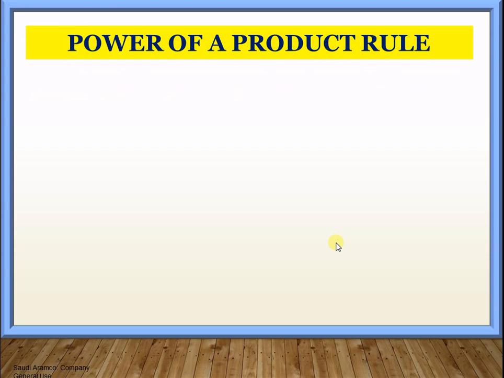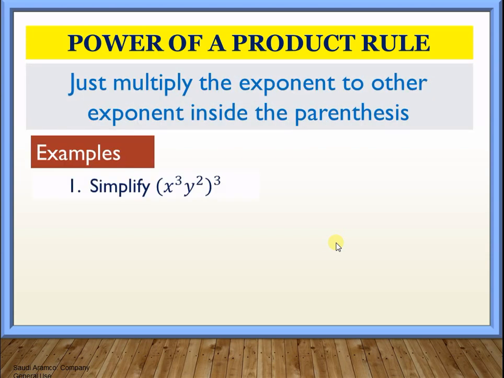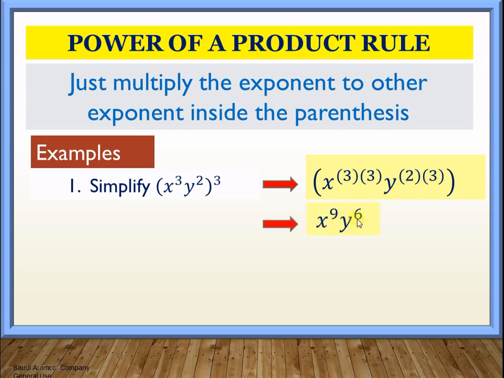Power of a product rule. It's almost the same as the previous one, but this one we have to distribute to each exponent here. So this one is x raised to 3 times 3 and y raised to 2 times 3. Our answer will be x to the 9th, y to the 6th.